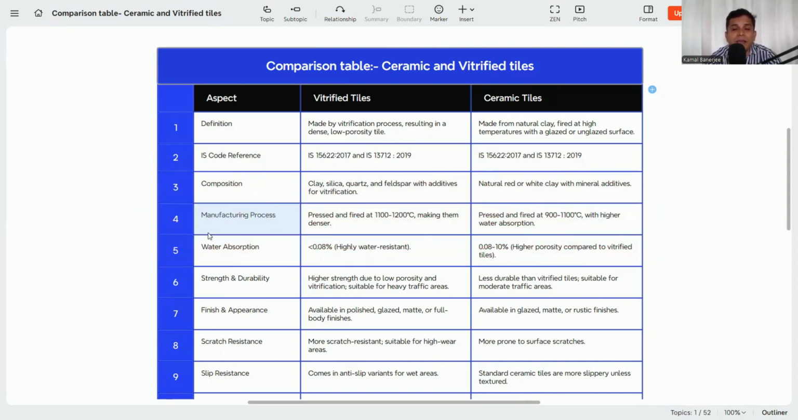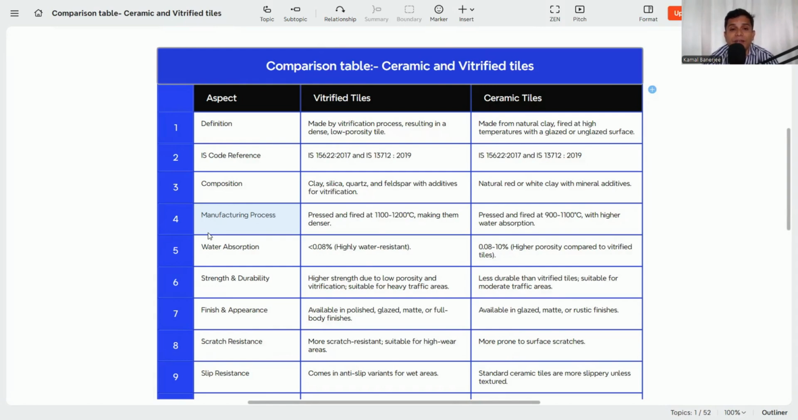That is a comparison between ceramic and vitrified tiles. Now what is the IS code for that? Before starting, that is IS 15622 or IS 13712. In this IS code, it has given clear guidelines on which one is ceramic tiles and which one is vitrified tiles. According to the criteria, I have made a detailed video on the different types of tile. The link is in the description. Please check it to get the full information about vitrified tiles, ceramic tiles, and the different types of tile according to IS 15622.